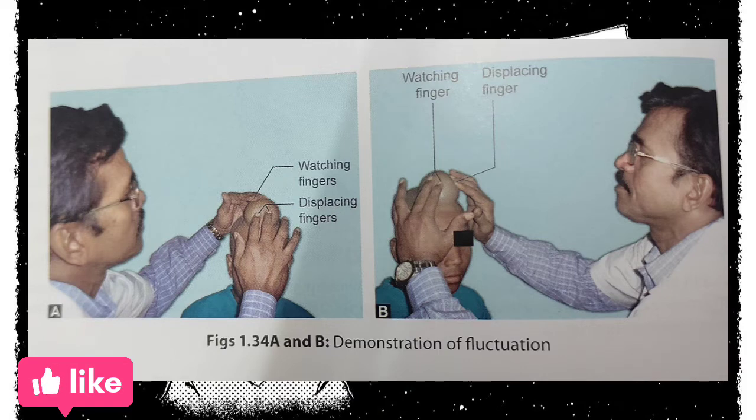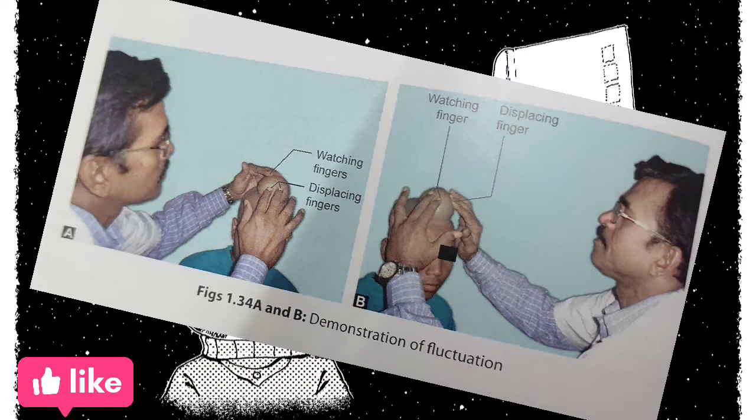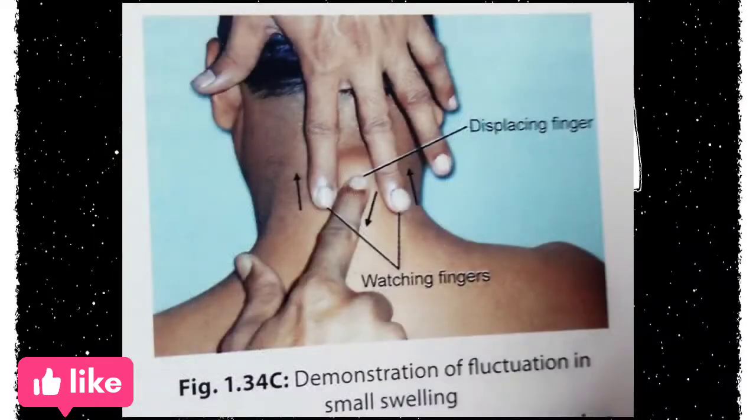Another way can be, alternatively, the index finger and middle finger of the left hand. If we are right-handed, meaning our dominant hand is the right hand, we can use the index and middle finger of the left hand placed apart over the swelling as watching fingers, and the index finger of the right hand presses over the center of the swelling, acting as a displacing finger, right? This can also be demonstrated by the Paget test. A soft cystic swelling is softer at the center than at the periphery, right?